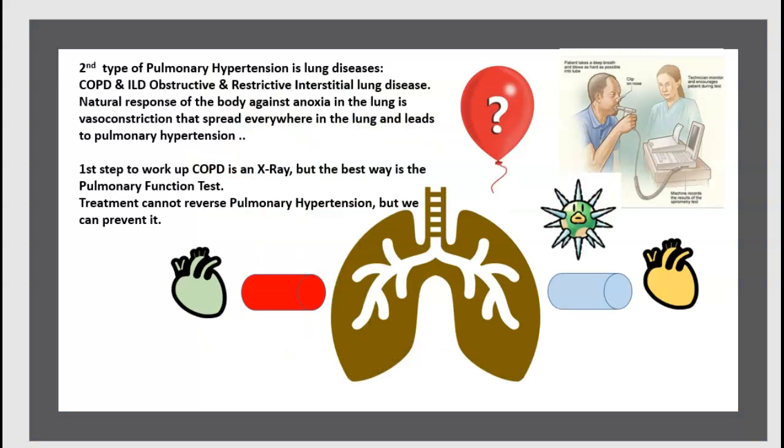The second type of pulmonary hypertension is lung disease. COPD and interstitial lung disease, that means obstructive versus restrictive. The natural response of the body against anoxia in the lung is vasoconstriction. That means it will spread everywhere in the lung and lead to pulmonary hypertension.